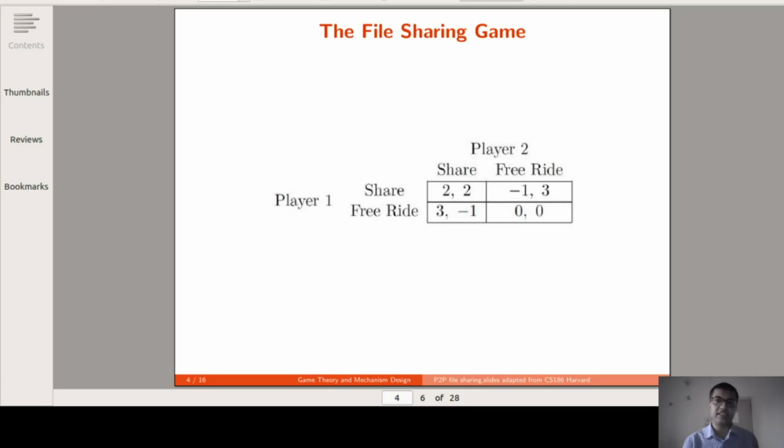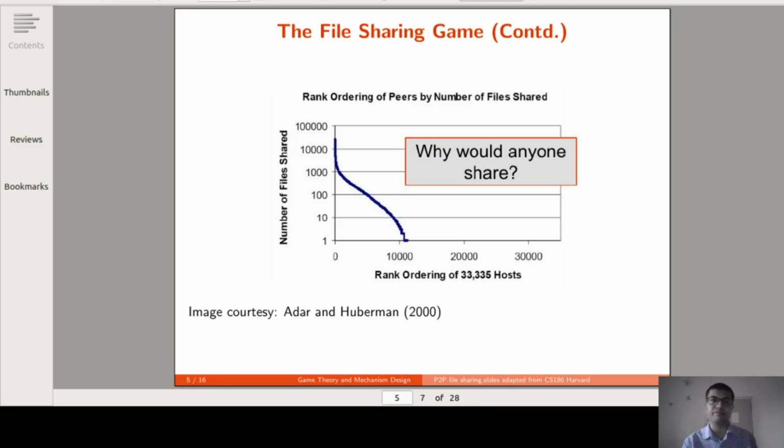Now you can see that this setup is very similar to the neighboring kingdoms dilemma, if you recall. So you can see that free riding is a dominant strategy in this case for both these players. Therefore everybody should try to free ride, because that is the most rational thing to do in the file sharing game. Now this is not only a theoretical idea, it has been observed through real experiences.